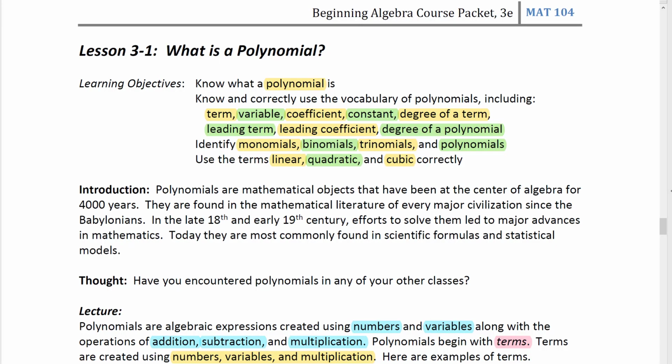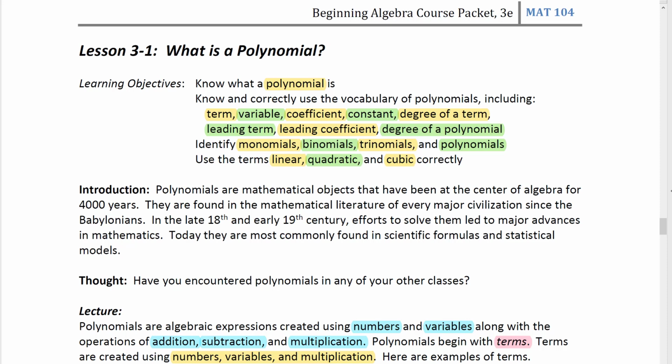Hello and welcome to section 3 of our textbook, where we're going to start talking about polynomials. In lesson 3-1 we're going to try to learn what a polynomial is and learn about a lot of vocabulary that has to do with polynomials.